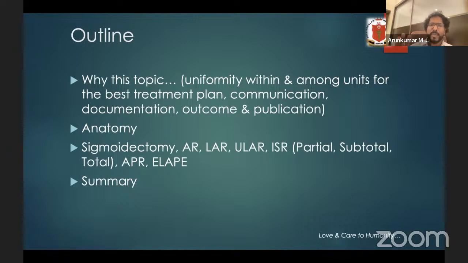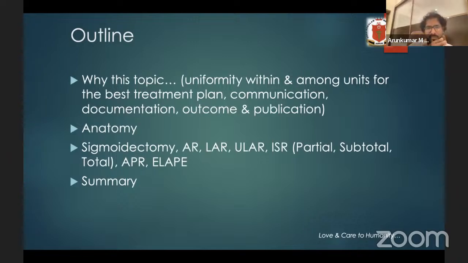And it shows us better communication skills, communication within the unit, and better documentation, which naturally reflects into better outcomes for the patient and good quality publications. So in a way, it is one of the most important things.